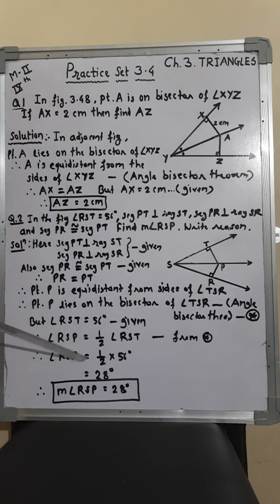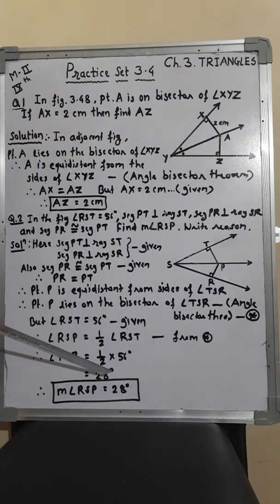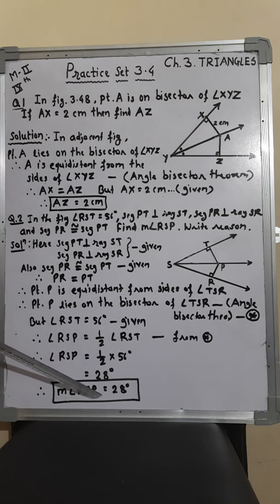Therefore angle RSP equal to half of, put the value of RST which is given for you, which is 56 degrees. Solve it. Equal to 28 degrees. Therefore, the measure of angle RSP equal to 28 degrees. In this way, you have solved question number 2 also.